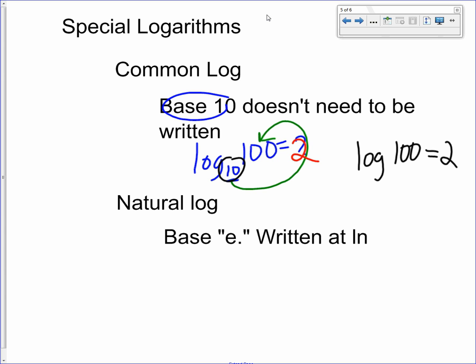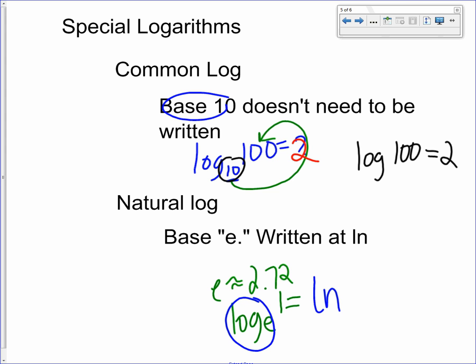Likewise, we have something called a natural log. The natural log uses the base e. E is an irrational number. It's about equivalent to 2.72. It's kind of like pi, where pi is 3.14, and it just keeps on going forever and ever. So does e. It's 2.72 and just keeps going on forever. So you can have a log with a base of e, so log base e of 1. Because it's a natural log, this can be rewritten using ln, the abbreviation for natural log. So log base e of 1 is the natural log of 1.